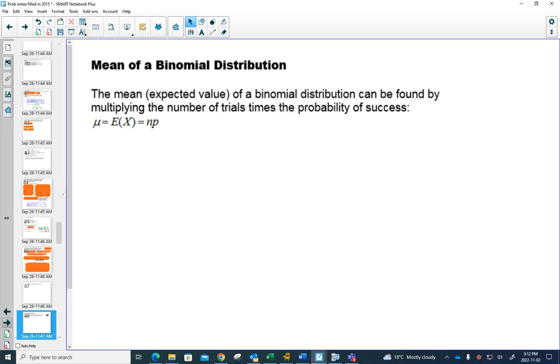It's just, how many trials did you do? What is your probability of success?